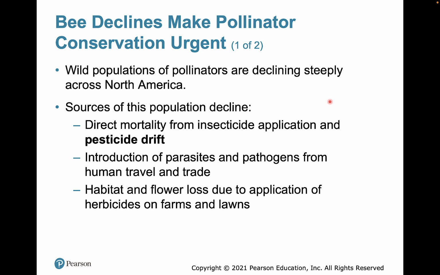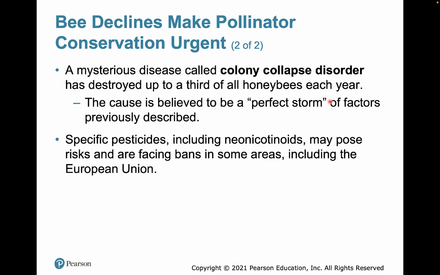Parasites and pathogens get introduced as a result of travel and trade, and we're getting rid of habitat and flowers because we are applying herbicides on farms and lawns. There's a disease called colony collapse disorder that is really wreaking havoc on the bee population. They think it's a perfect storm of all of those factors that we talked about. There are specific pesticides. I got marigolds one year from Home Depot, and they had these in them that are causing risks to native pollinators as well.